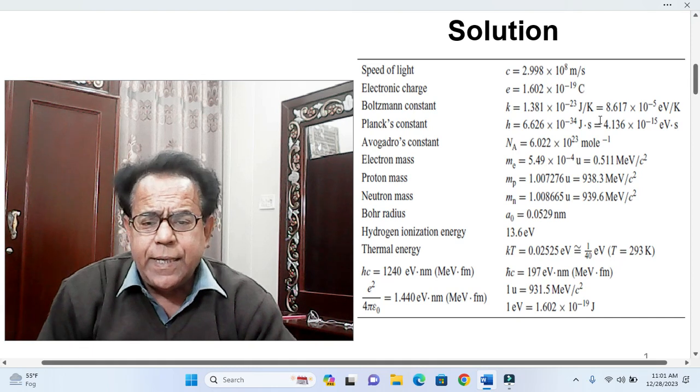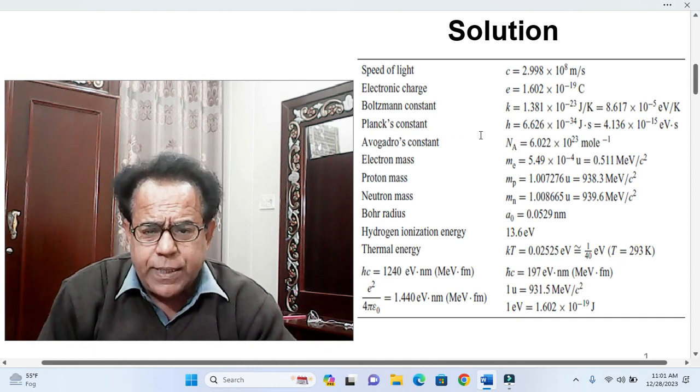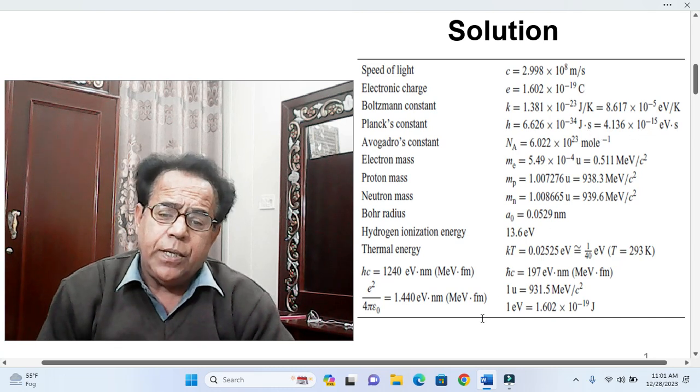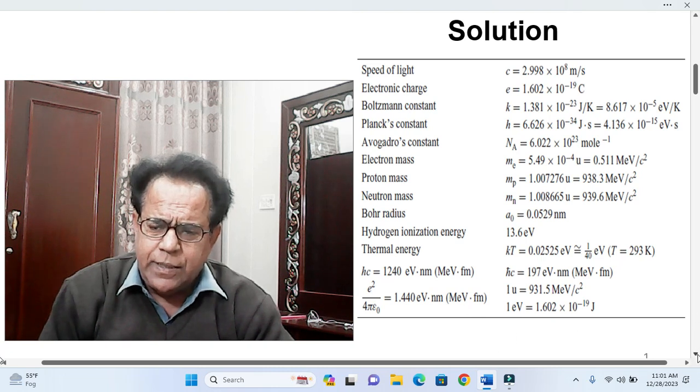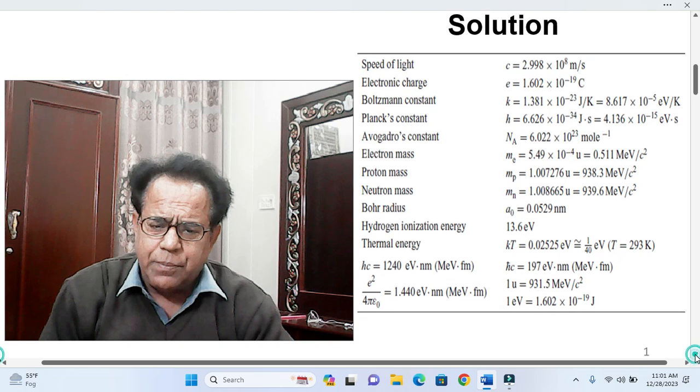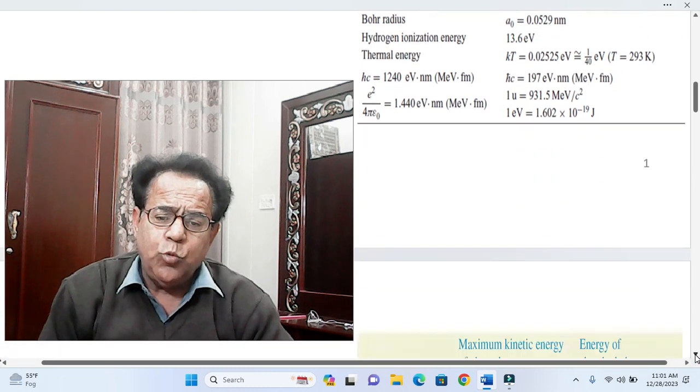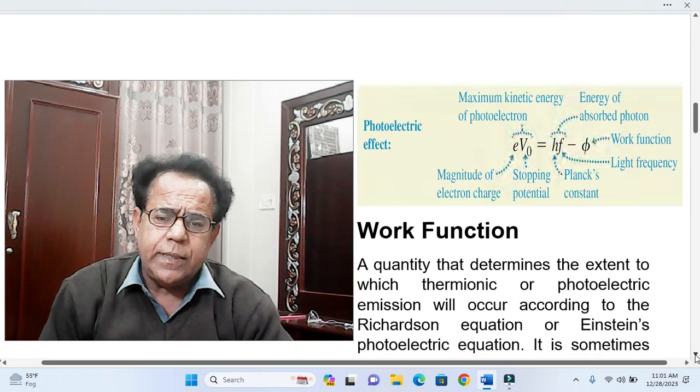Here Planck's constant h is given in two different systems of units, in joule second and also in electron volt second. However, the work function of aluminum is not given here; that will be given in some other table. Now we move to another snapshot.